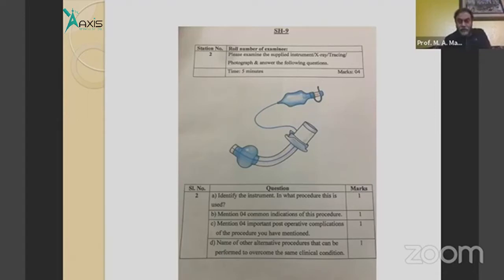Now, mention 4 important postoperative complications of the procedure you have mentioned. That means complications of tracheostomy. When you do a tracheostomy, there are some common complications like hemorrhage, because there are lots of blood vessels all around the trachea, the thyroid bed, the isthmus, so you can injure the thyroid as well. So primary hemorrhage, reactionary hemorrhage or hematoma. Number 2, if you close the tracheostomy stoma very tightly, the air can escape into the subcutaneous tissue, leading to emphysema.